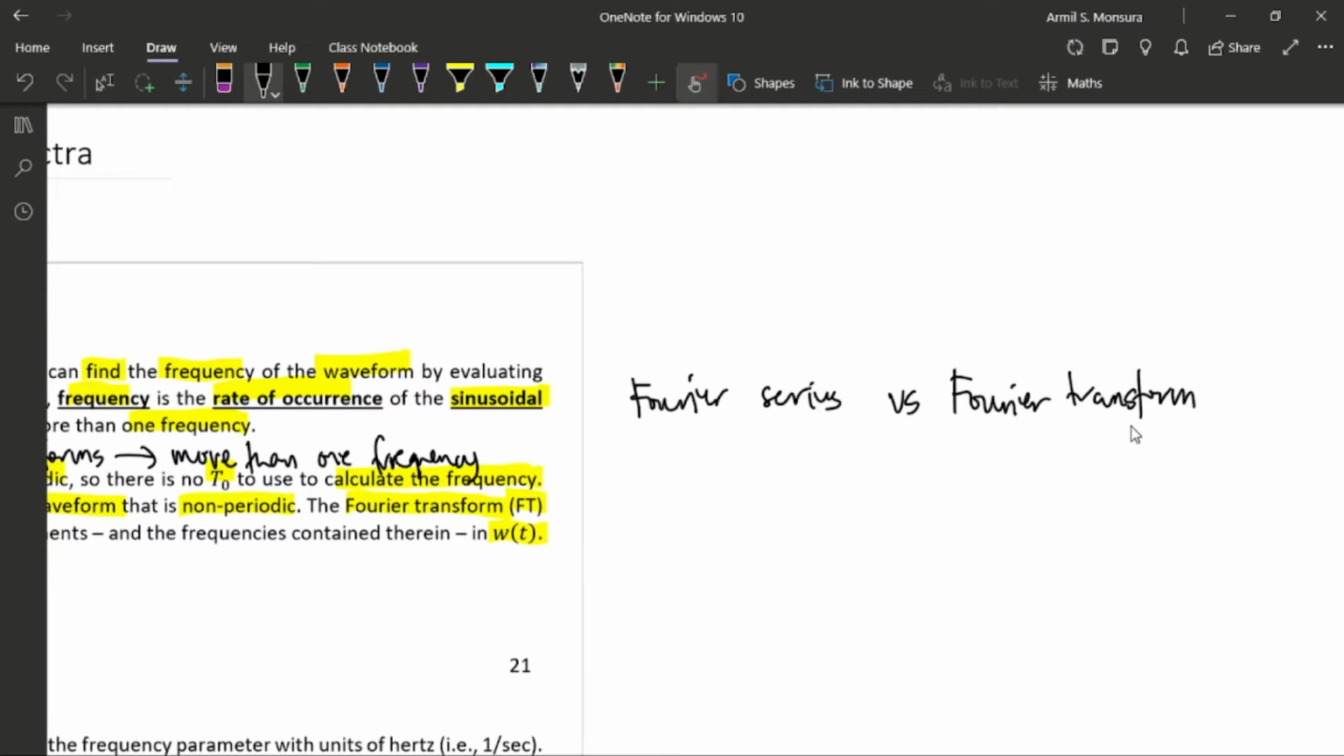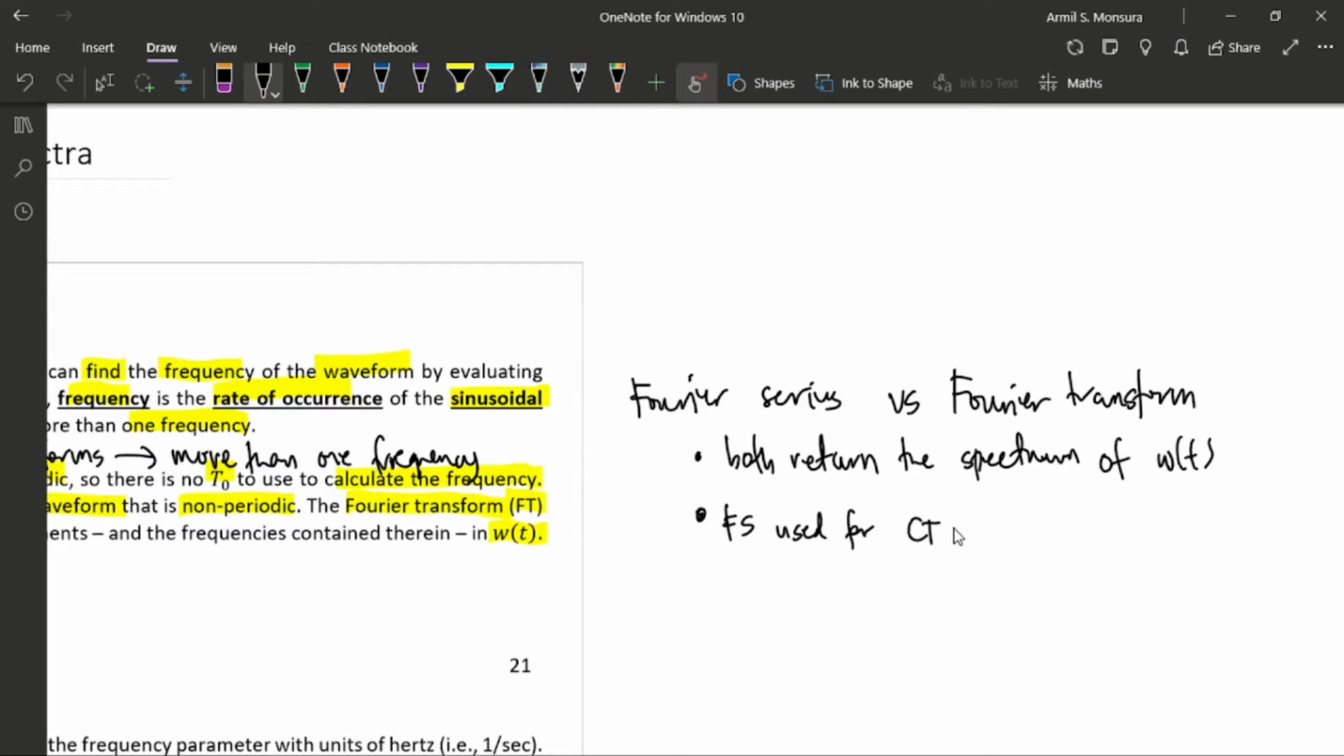Mind you that both tools return the spectrum of a waveform, or of a function, or of a signal. The Fourier series is used for periodic signals, periodic waveforms, or periodic functions. No, let's remove the qualifier continuous time. Either continuous time or discrete time, as long as the waveform is periodic, you can use the Fourier series for that.